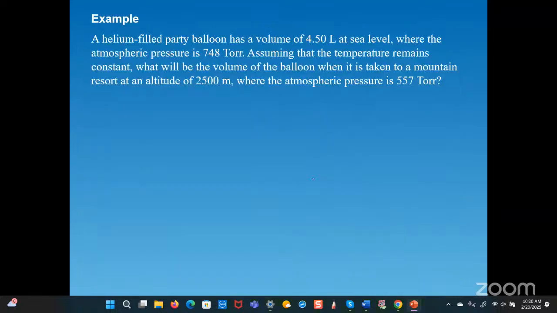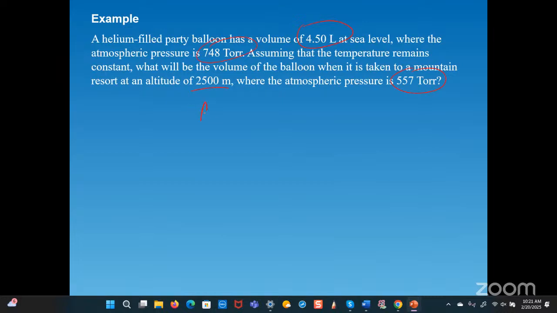Okay, so that's Boyle's law. So now we're going to look at an example, and you guys should be able to do this. It says you have a balloon that has a volume of 4.50 liters, where the pressure of the atmosphere is 748 torr. Assuming that the temperature remains constant, what would be the volume of the balloon when it is taken to a mountain resort at an altitude of 2,500 meters, where the atmospheric pressure is 557 torr? So the important numbers are the ones I'm circling. The altitude is not really important because that doesn't come into play when you're doing the calculation, right?